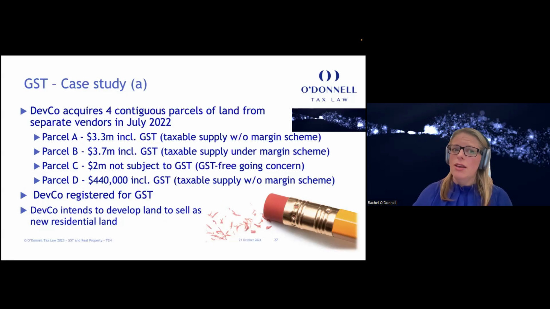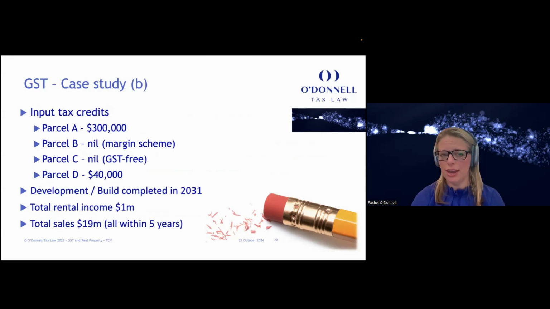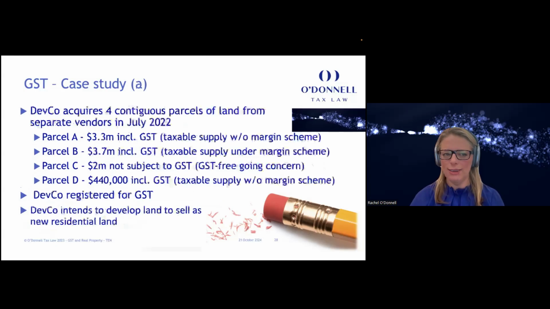Parcel A, 3.3 million including GST, no margin scheme. The vendor's intending to sell it as new residential land. That's a taxable supply. So they have a creditable purpose for that acquisition. They're entitled to claim $300,000, the GST, back as an input tax credit. Importantly, they also need to hold a valid tax invoice to be able to make that claim in their BAS, and the timing depends on how they account for GST.